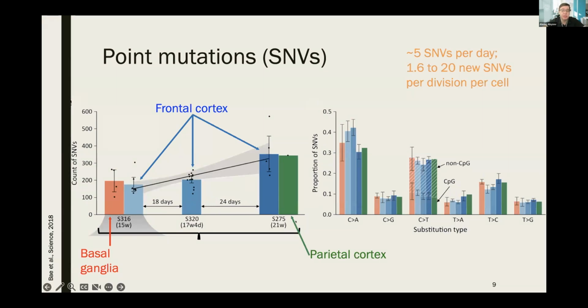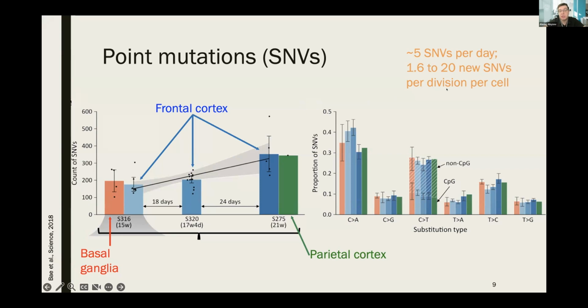So this was 3 fetuses, we have 3 brains, and every dot represents a single clone, and our y-axis is the number of SNVs. And this analysis shows that the number of point mutations actually increases with age, and this is 15 weeks post-conception, this is 21 weeks. And we estimated that it increases at a rough rate of 5 mutations per day, but we have relatively large statistical error. So the range is from 1.6 to 20 new SNVs per cell per division.